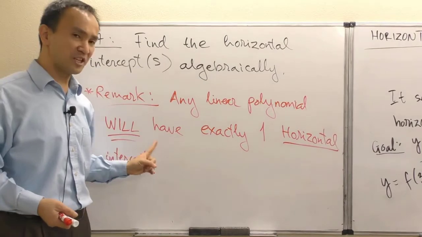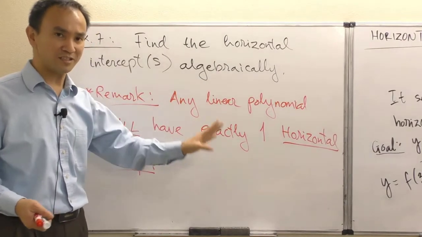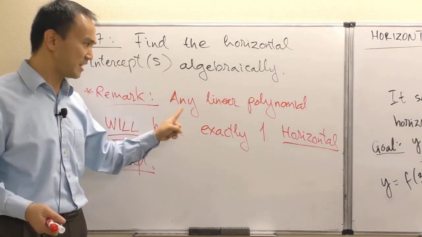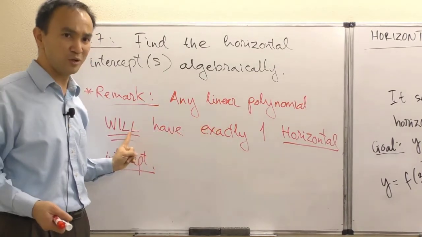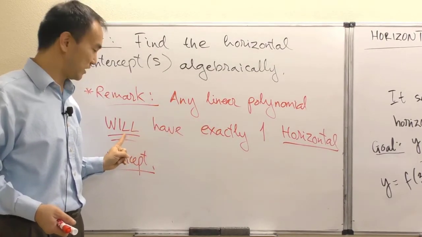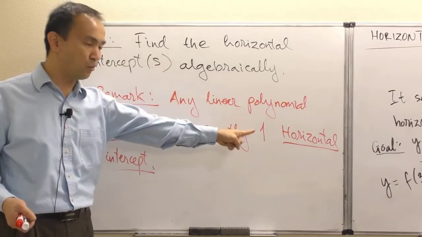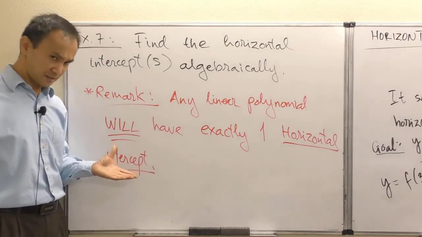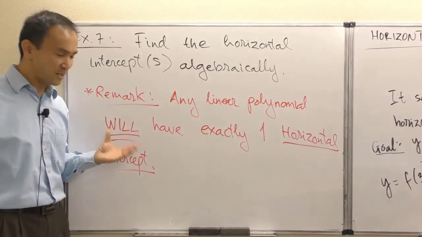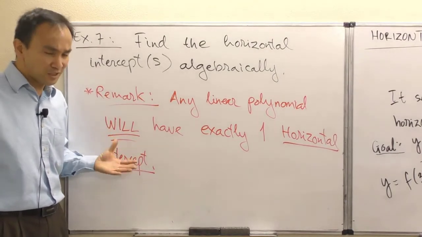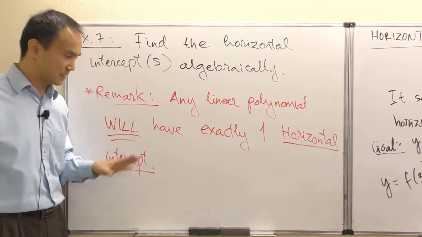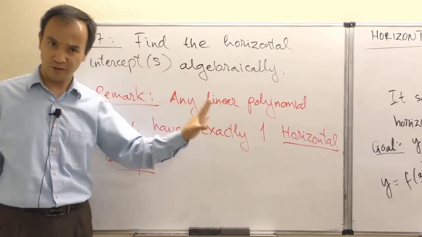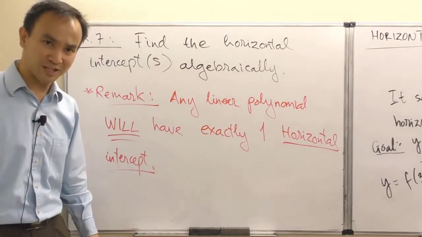And so now specifically I just want to put into your awareness that anytime it's a linear polynomial, it is guaranteed to have exactly one horizontal intercept. Okay, it's a remark. So if you want to put it in your memory, or if you don't want to, that's completely your choice. But if you remember this, it's going to help significantly in many of the problems later on.